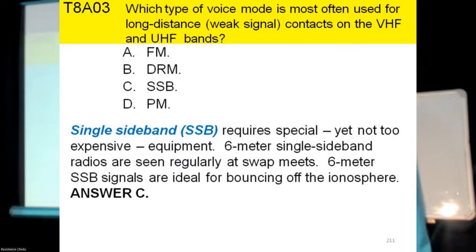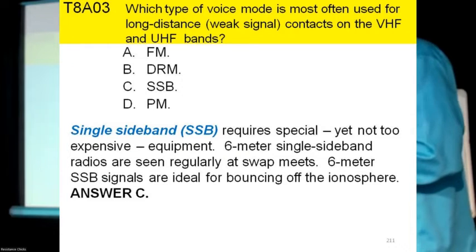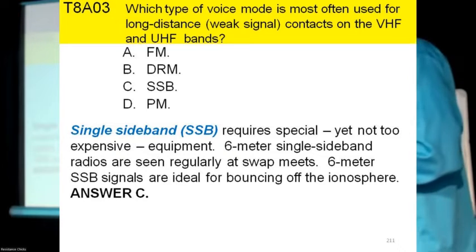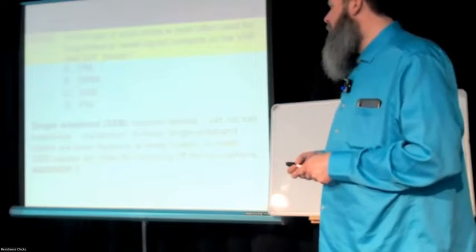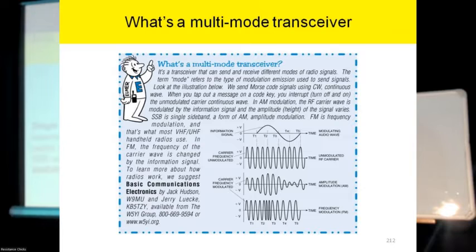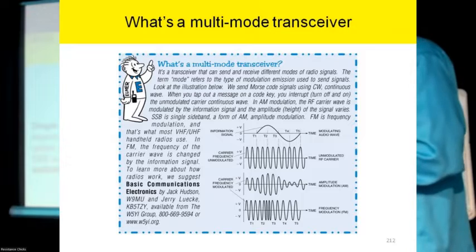Which type of voice mode is most often used for long distance, weak signal contacts on the VHF and UHF bands? It's single sideband. Anytime you see single sideband, you should be thinking it's weak signal. That's the key there.